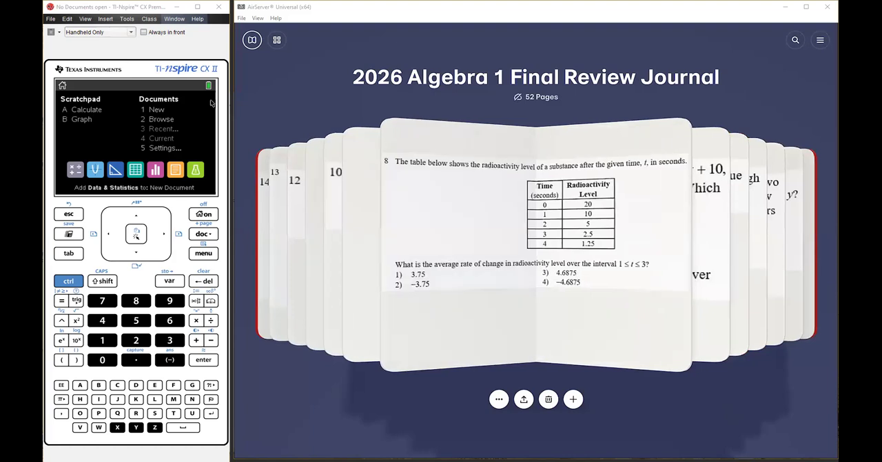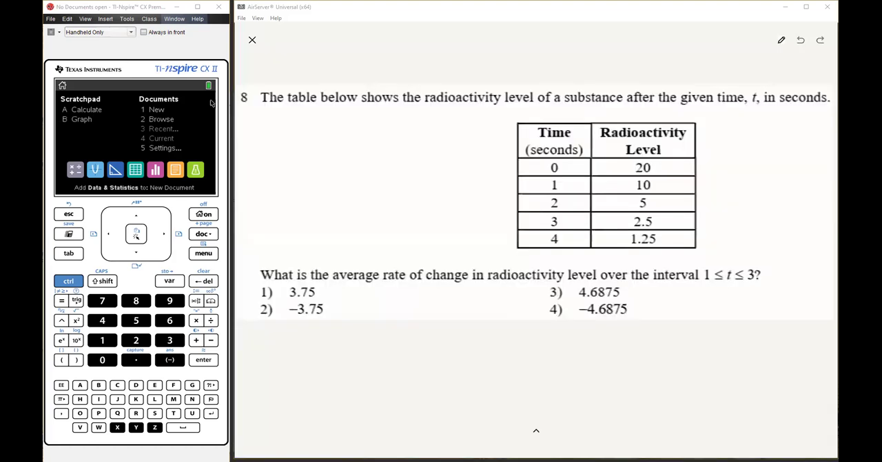All right, we have a table and they want us to calculate the average rate of change. I'm going to do it two ways. I'm going to show you how to use the slope formula, and I'm going to show you how to use the calculator as well. So it says average rate of change.